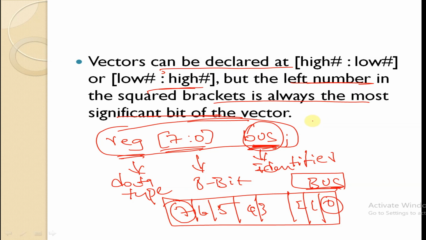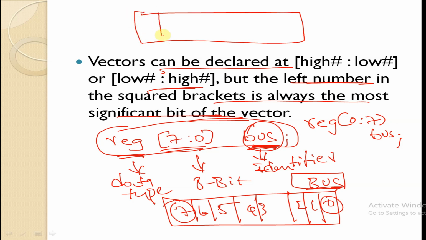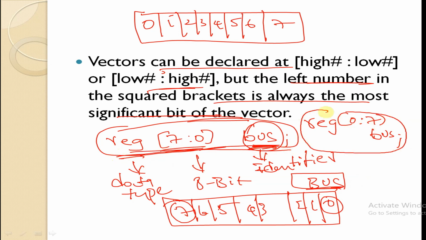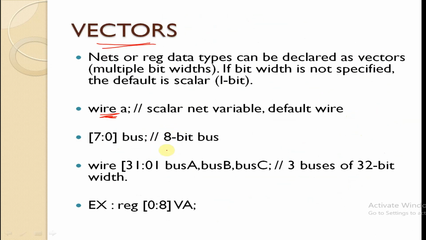Or if we have written reg 0 to 7 bus, then it is the same. It can also store 8 bits, 1, 2, 3, 4, 5, 6, 7. But here the MSB will be 0, followed by 1, 2, 3, 4, 5, 6, 7. So we should be careful while declaring the size. Basically, we will prefer this notation only. In some scenarios, we will prefer the other type of notation. So this is another valid point.